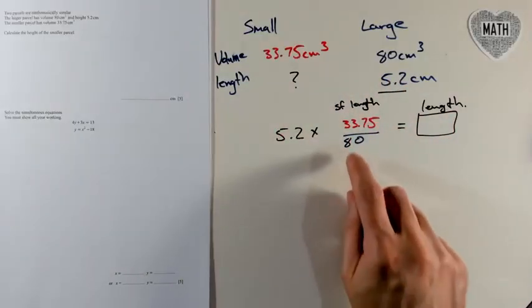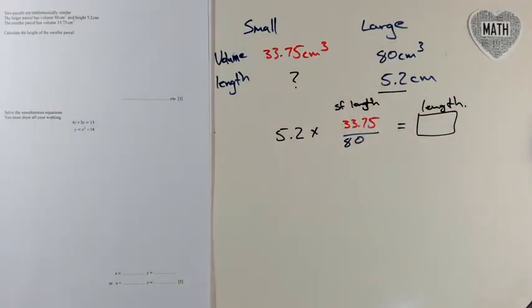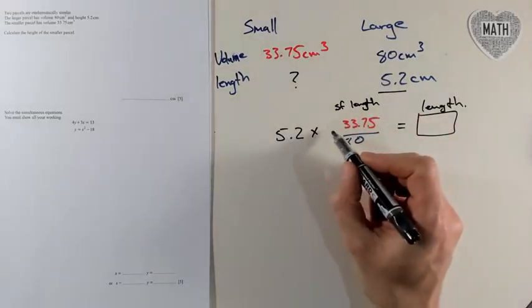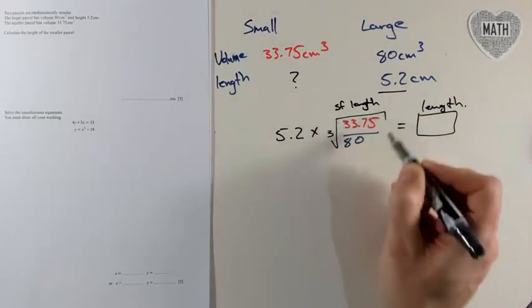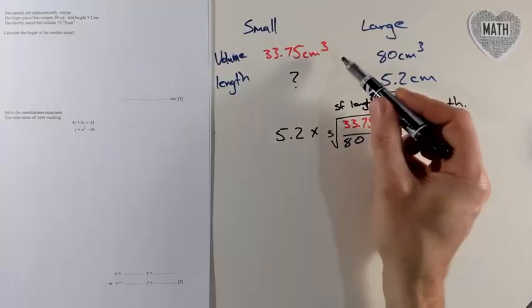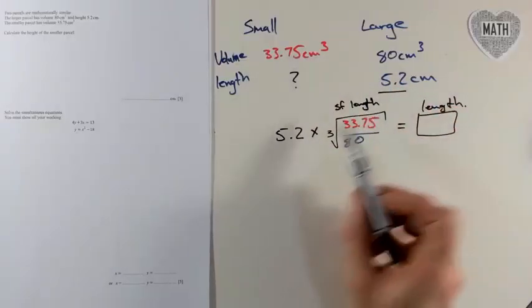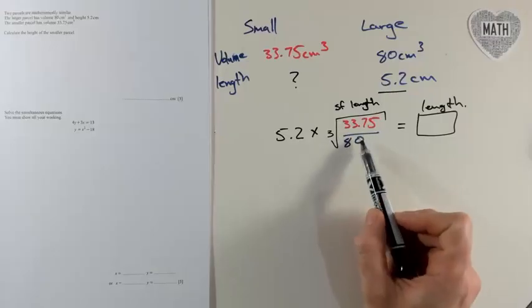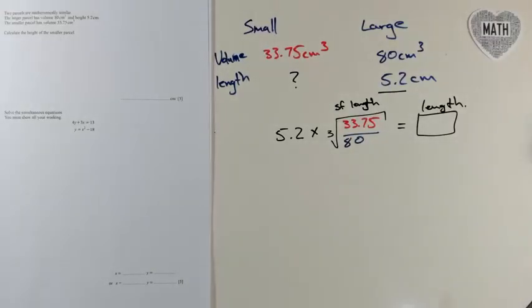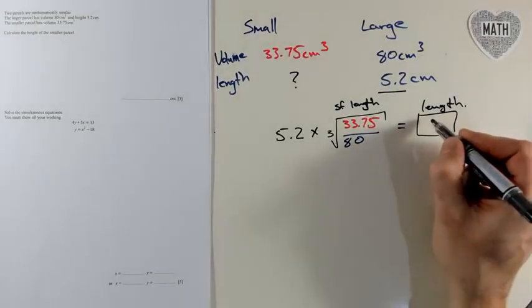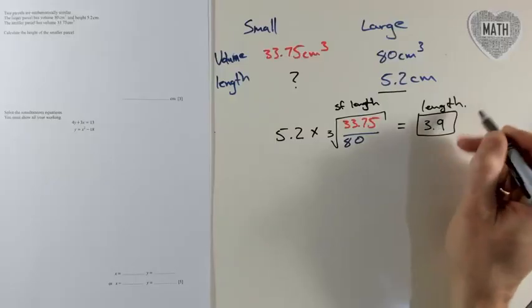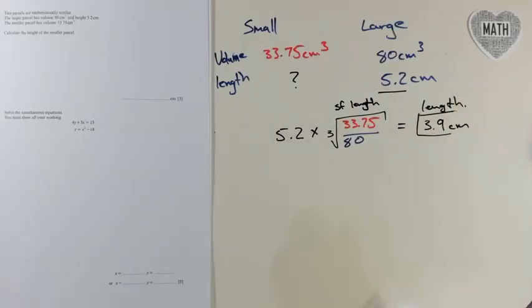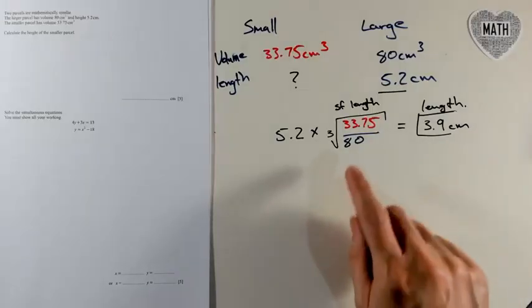But there's a catch. I can't just use this scale factor, just the volumes on their own. I have to cube root it because I have to get the scale factor for length. So basically just 5.2 times the cube root of the ratio between these two. And if I type that into my calculator, I would get a number like 3.9 centimeters. So yes, not extremely difficult, but it does catch out a lot of students because they get confused with the scale factor.